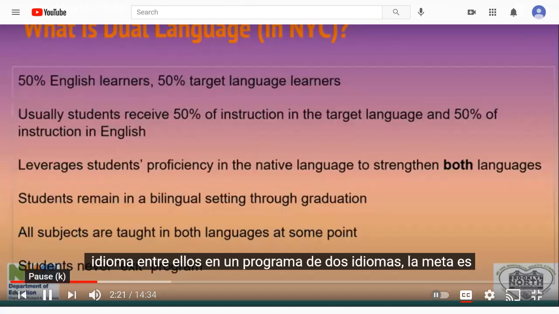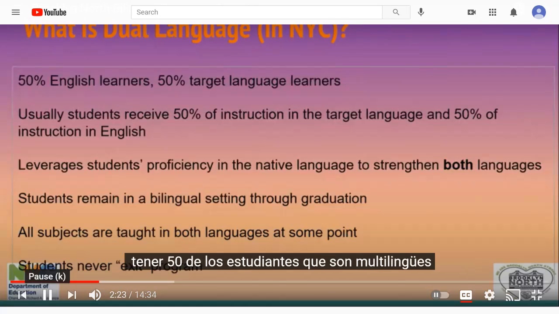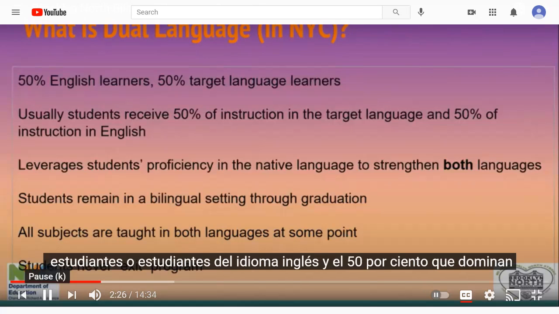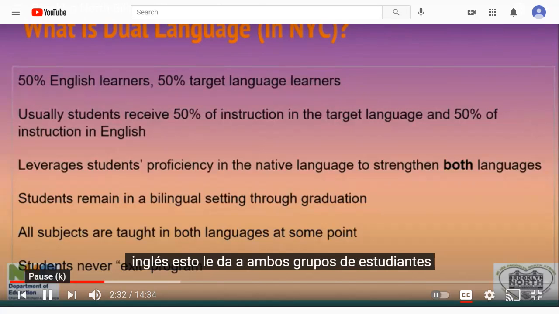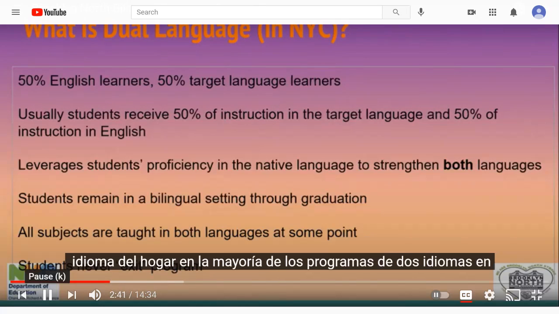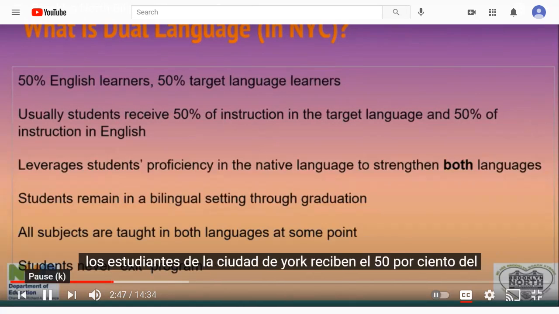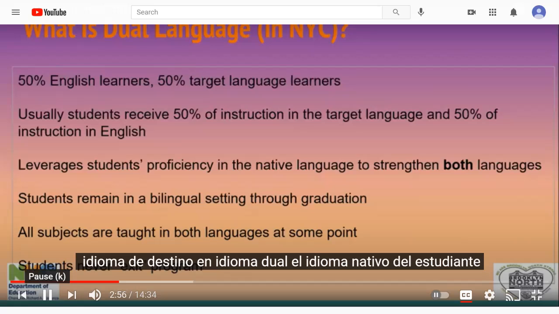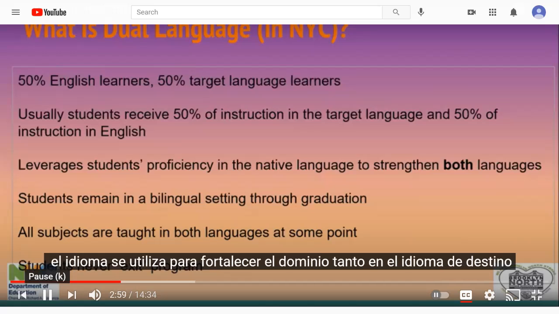In a dual language program, the goal is to have 50% of the students who are multilingual learners or English language learners, and 50% who are proficient in English. This gives both groups of students opportunities to learn from each other and serve as language models in their home language. In most dual language programs in New York City, students receive 50% of the instructional time in English and 50% in the target language. In dual language, the student's native language is used to strengthen proficiency in both the target language and English.